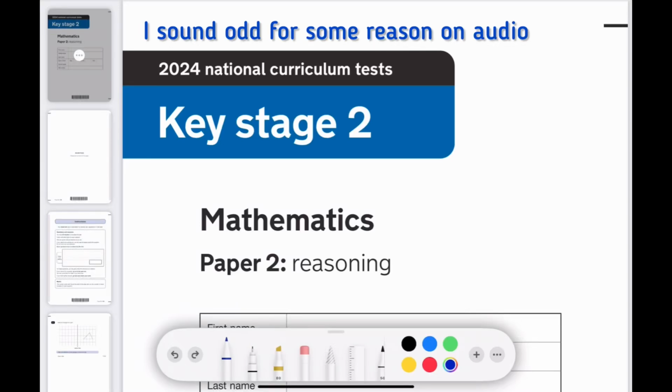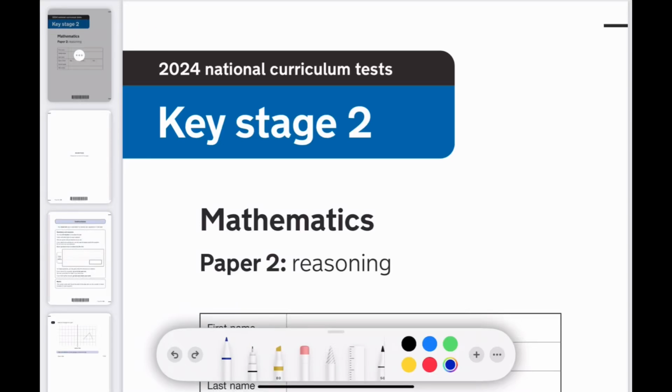Hi guys, in today's video we will be going through the Key Stage 2 SATs reasoning paper.